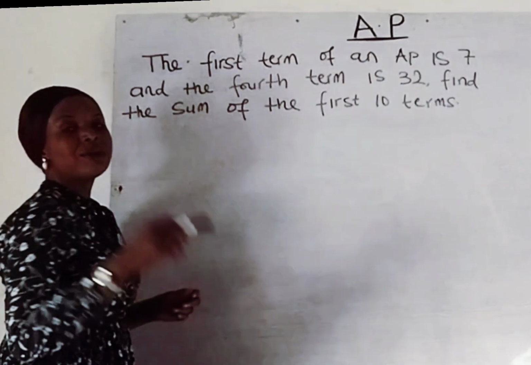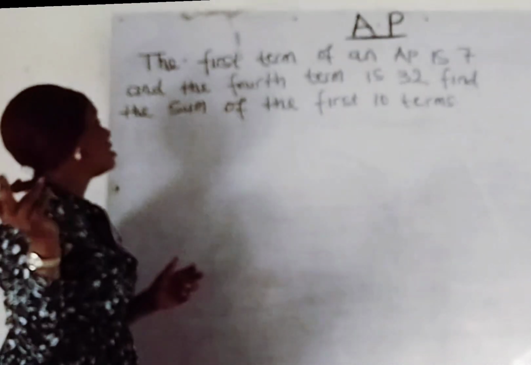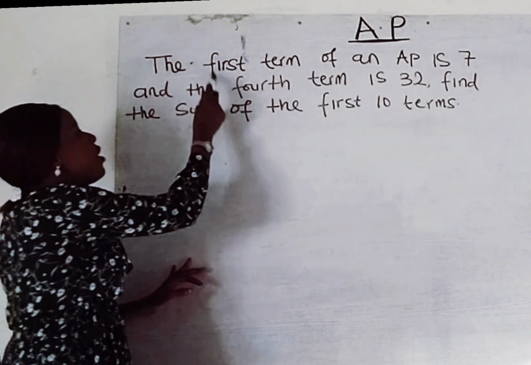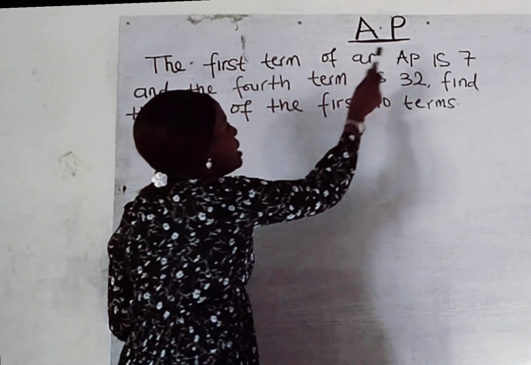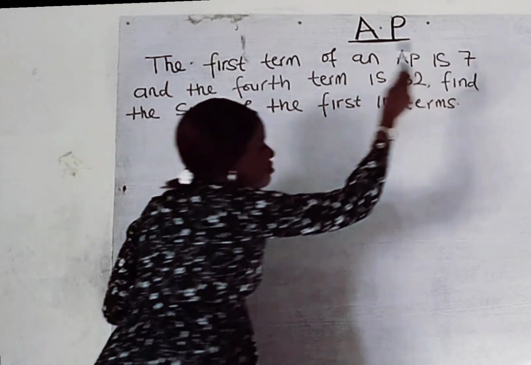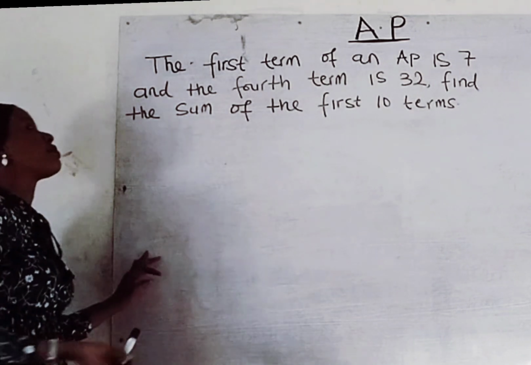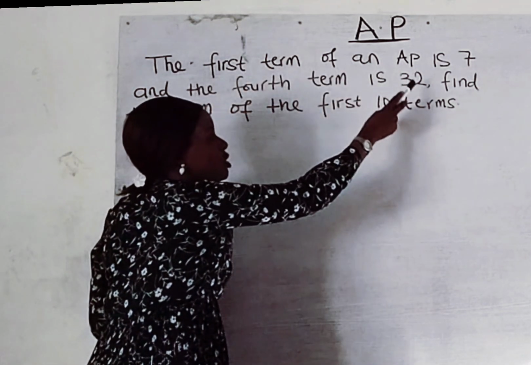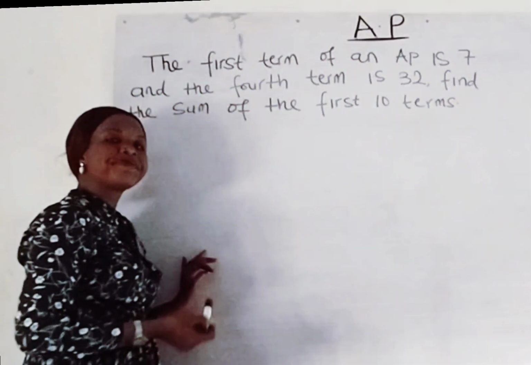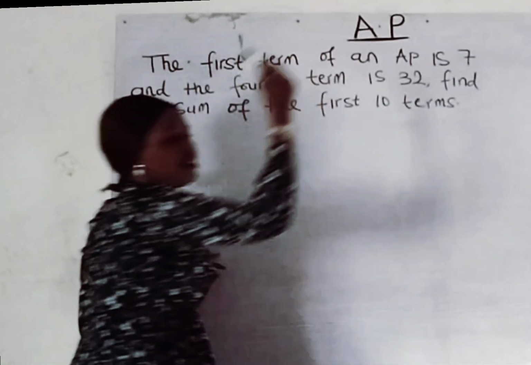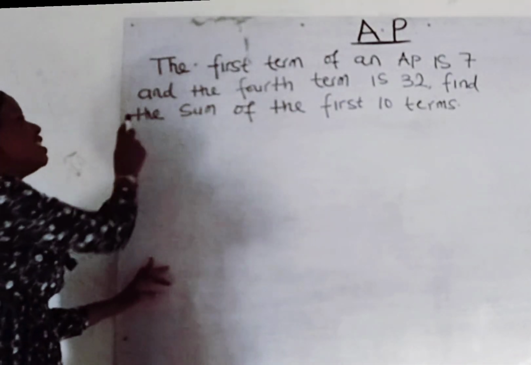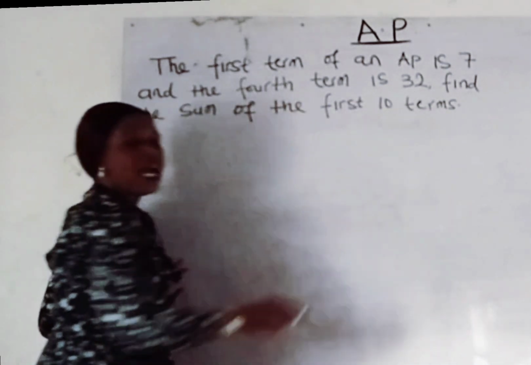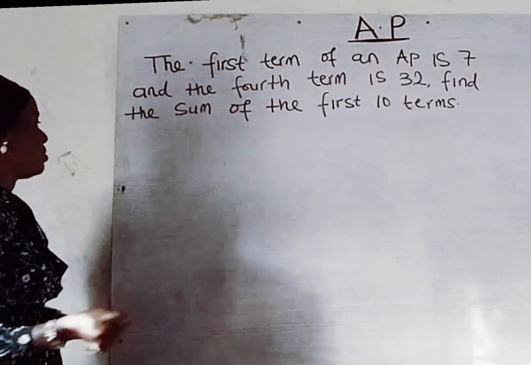Okay, I'll take the question. The question says, the first term of an AP is 7, and the fourth term is 32, find the sum of the first 10 terms. I write my solution.